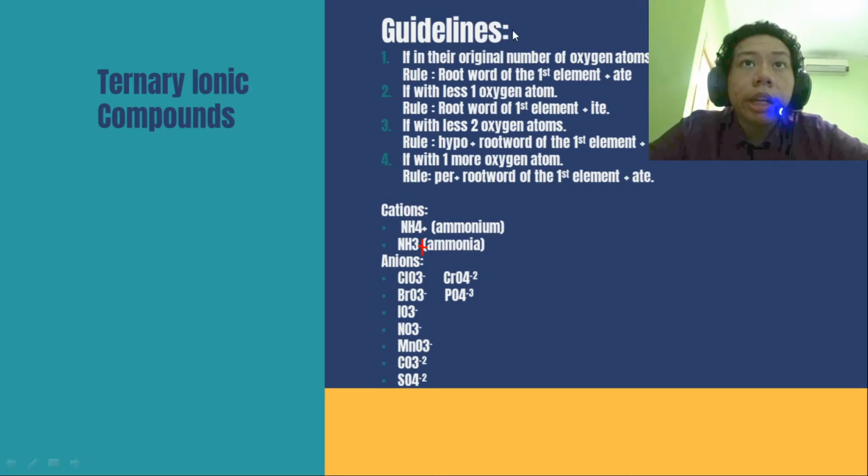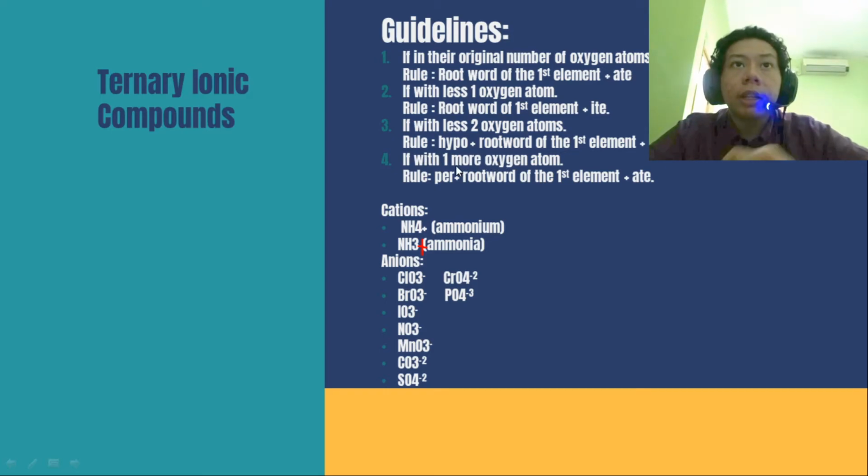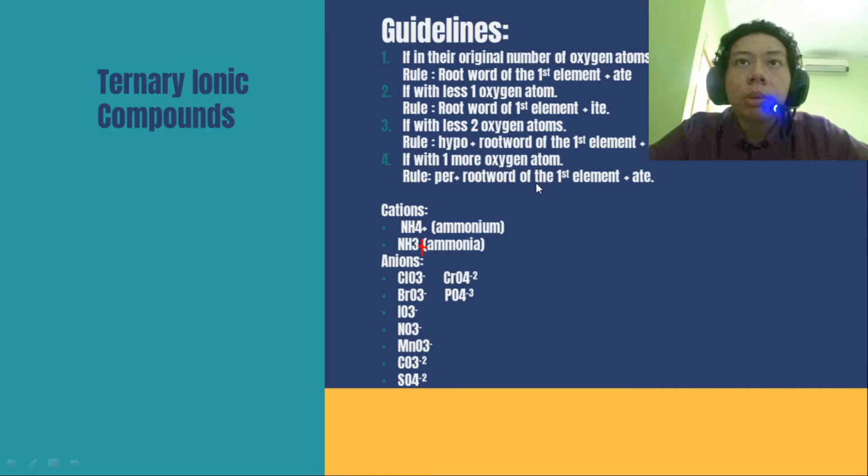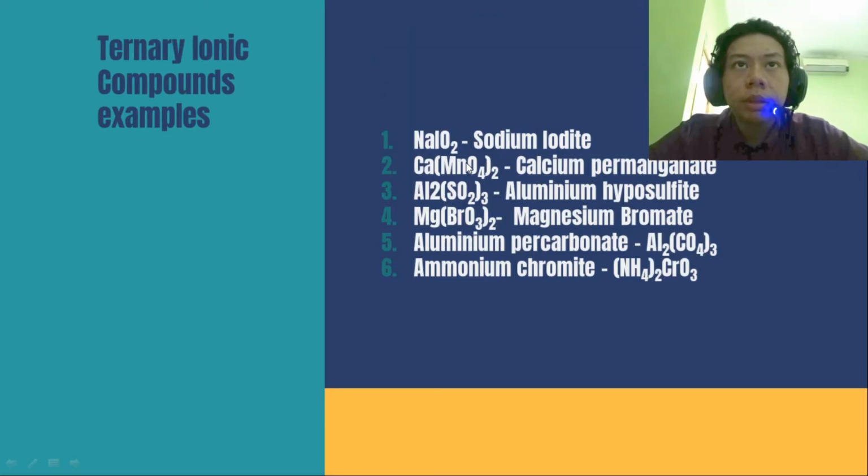So we can use the guideline. If with one more oxygen atom, we can use the rule per plus root word of the first element plus ATE. So MnO4 is from the root word manganate plus the prefix per, then manganate, so permanganate, calcium permanganate.